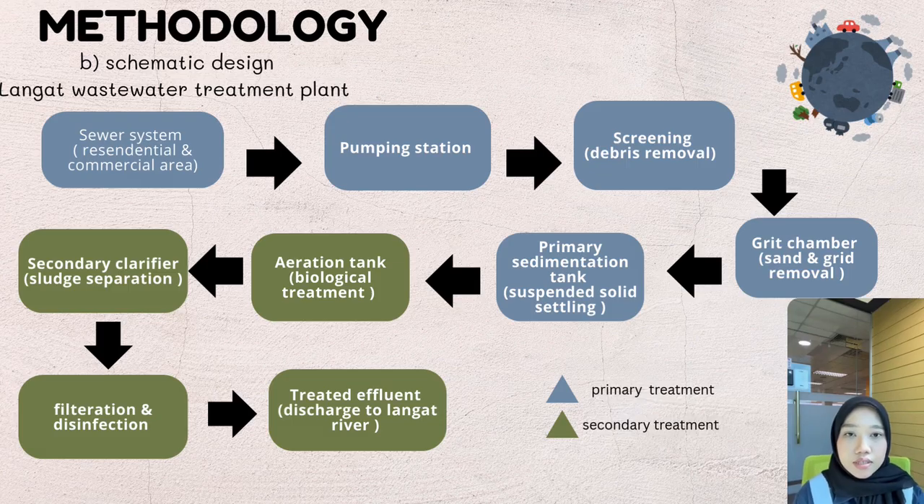First one, sewage system. Collect wastewater from residential and commercial areas. Second, pumping station. Move wastewater to the treatment facility efficiently. Third, screening. Remove debris such as plastic, rags, and other large objects. Fourth, grit chamber. Settle out sand, grit, and small stones that can damage equipment. Fifth, primary sedimentation tank allows suspended solids to settle by gravity, reducing the solid load for the next stage.